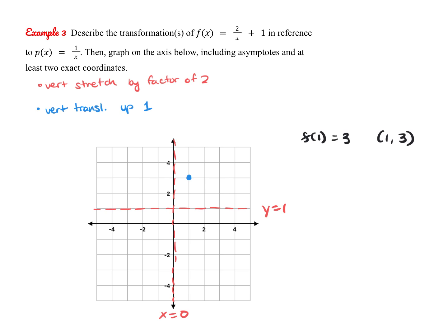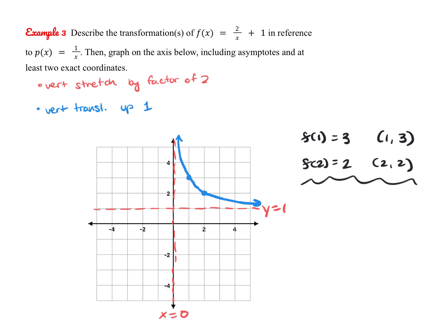And I think +2 is a pretty nice number to plug in as well, because we have 2 divided by 2, which is 1, plus 1 is 2. So we have the coordinate 2, 2. I think that's pretty good. Let's connect the dots and travel along the asymptotes. So it'll look generally like that.